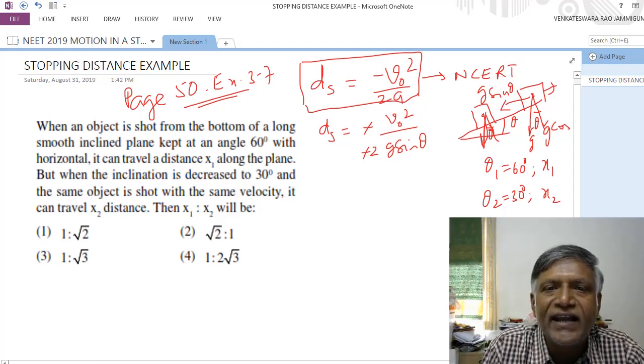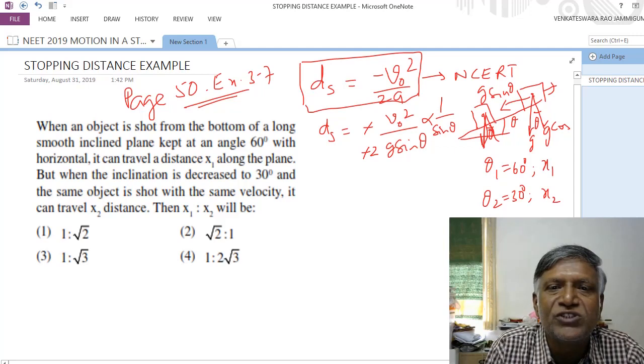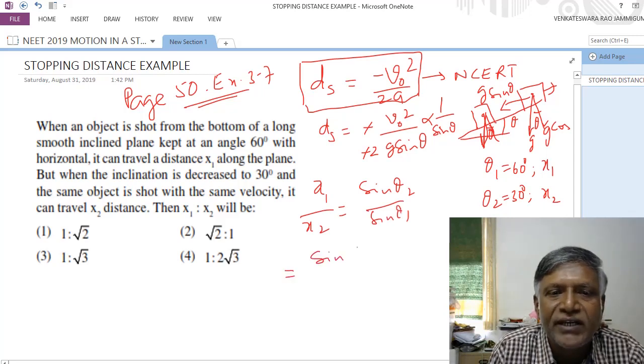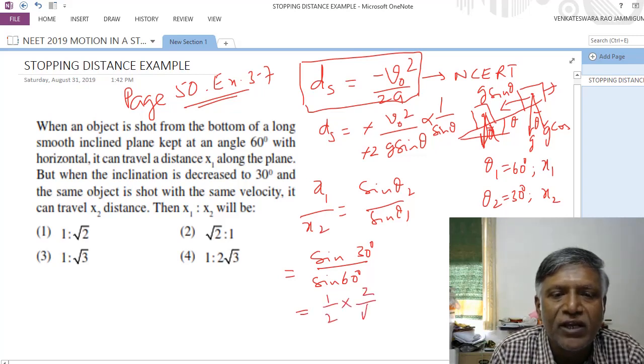See here, I can write this: v is constant, g is constant, 2 is constant. So ds is inversely proportional to sin theta. So directly you can write x1 by x2 is equal to sin theta 2 by sin theta 1. Theta 2 is 30 degrees, theta 1 is 60 degrees. So sin 30 over sin 60. What is the value of sin 30? Half. And sin 60 is root 3 by 2. So 2 by root 3 it will become, so it is 1 by root 3.